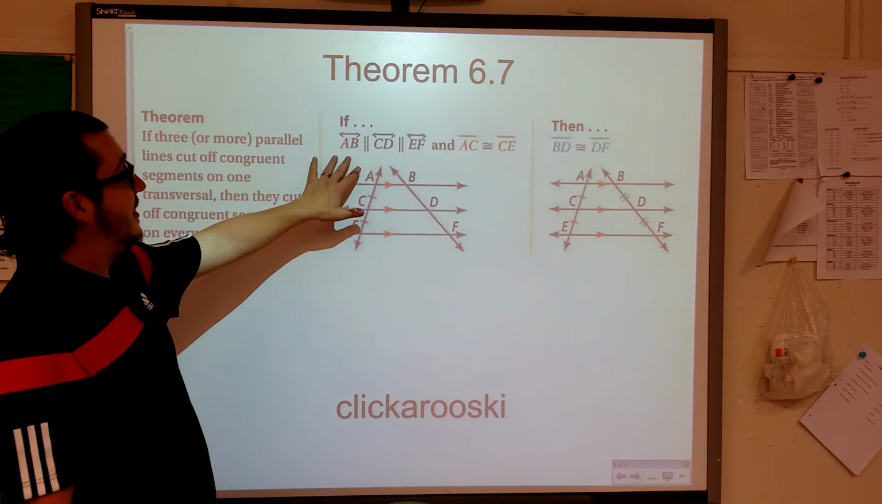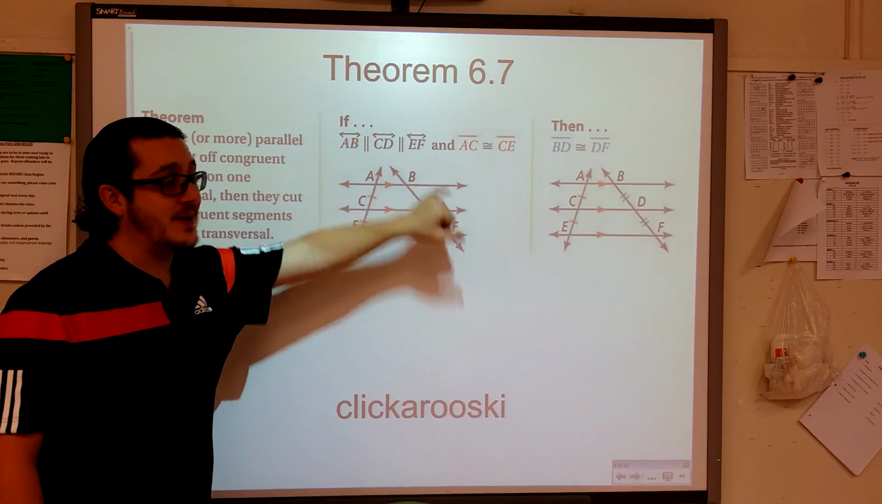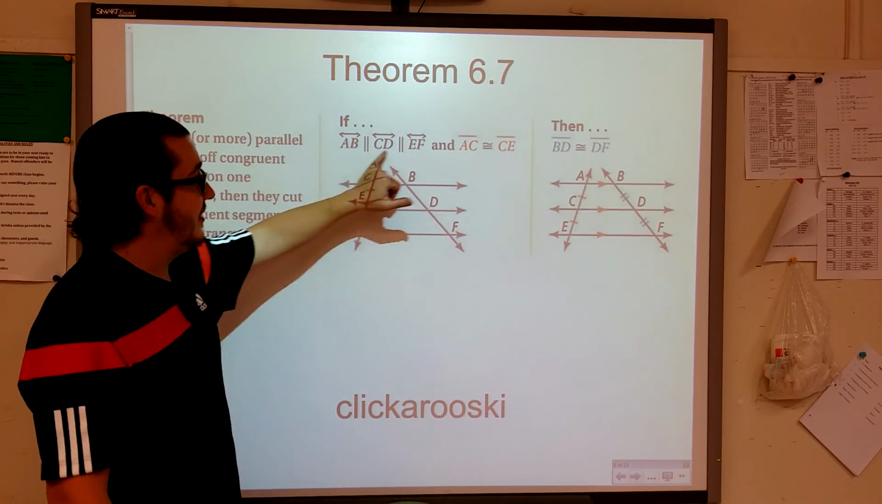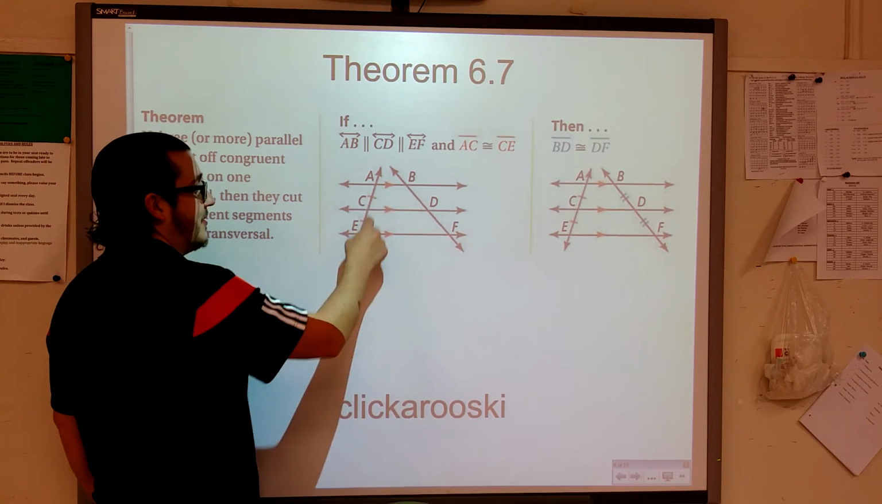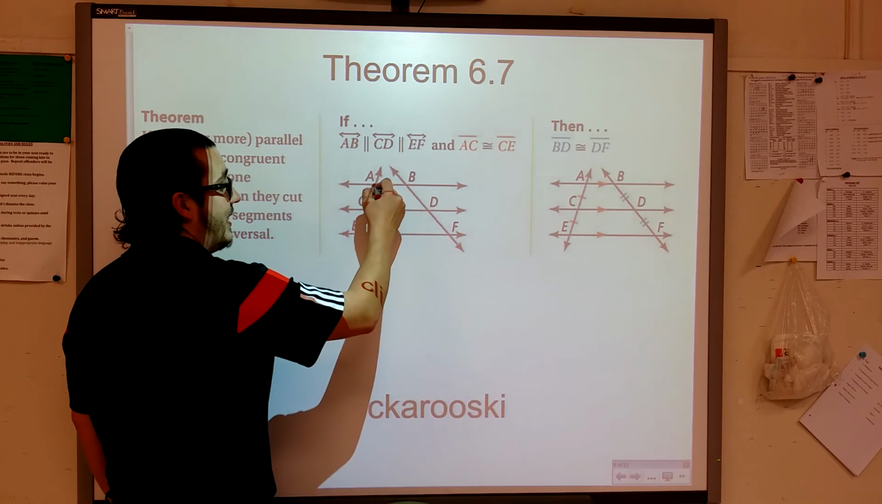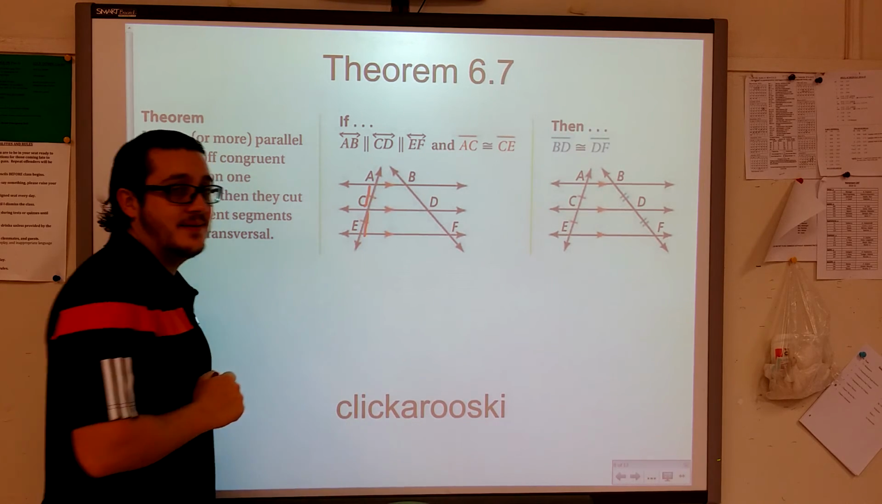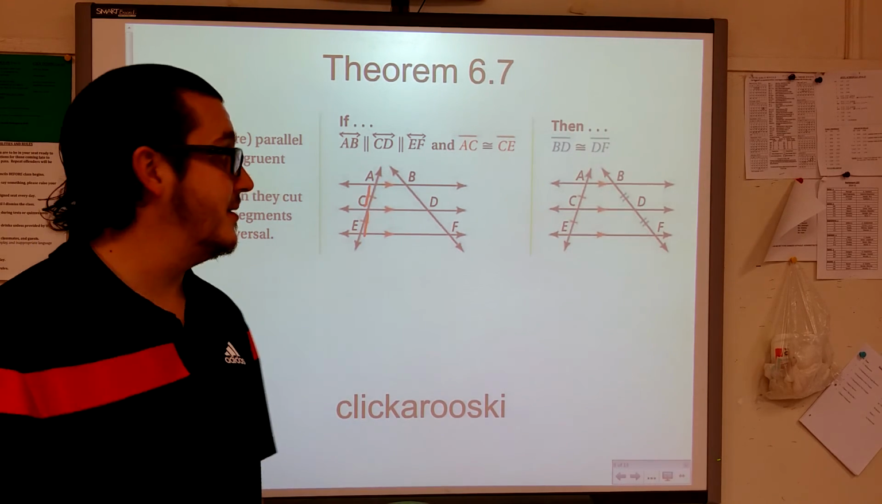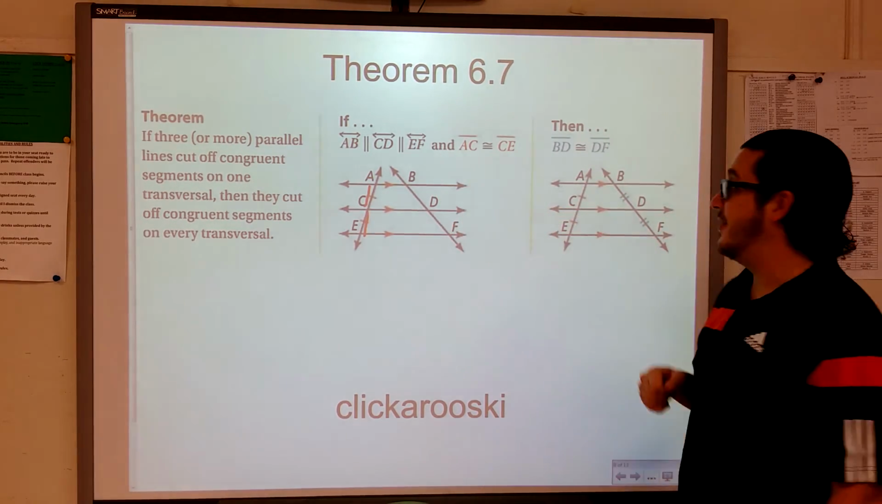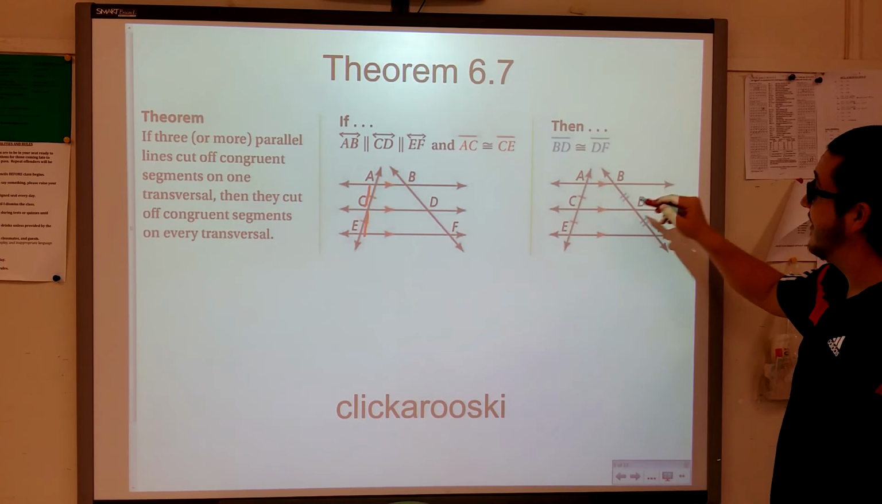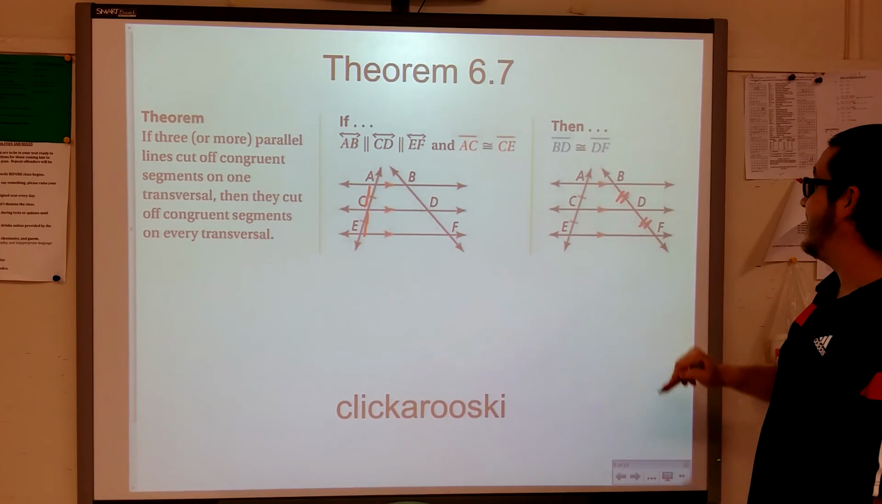Alright, so what we're saying here is AB is parallel to CD is parallel to EF. If these three lines are parallel, and you have a set of congruent segments here, so AC here is congruent to EC. We're given that information. Then we know that the opposite sides are congruent. That's what this picture is showing here. Then BD is also congruent to BF.